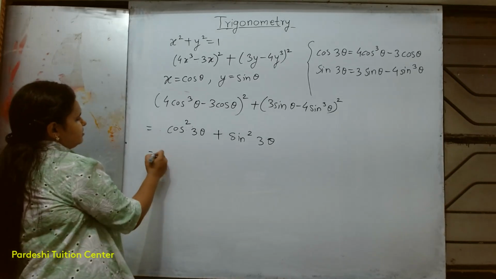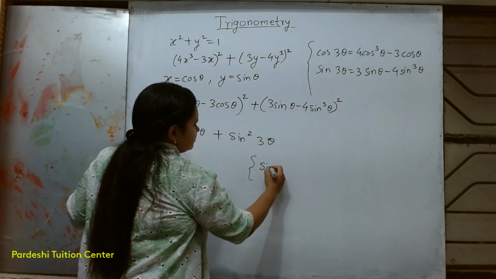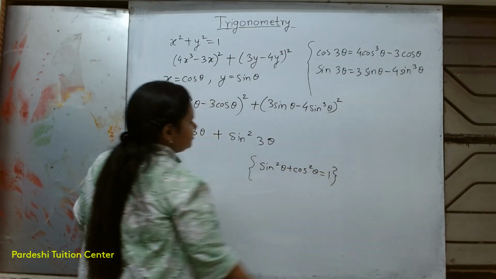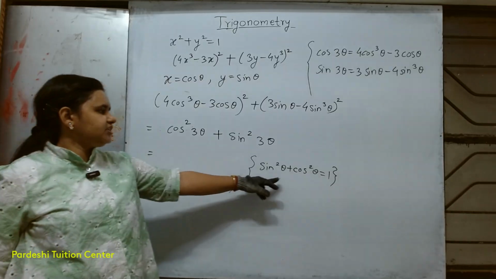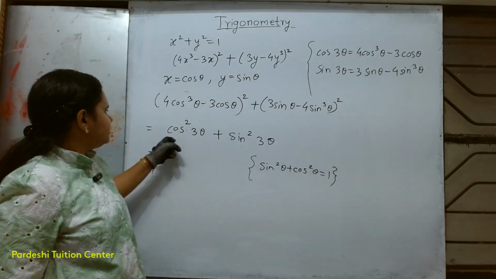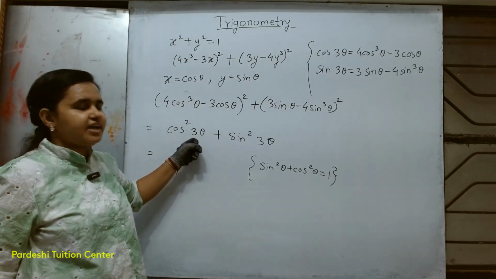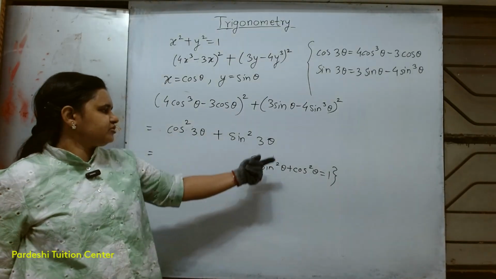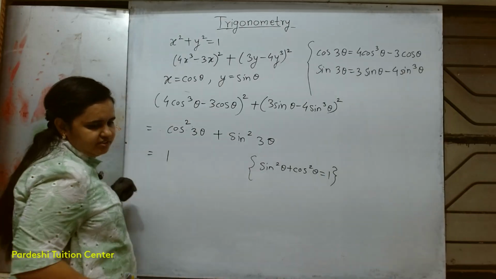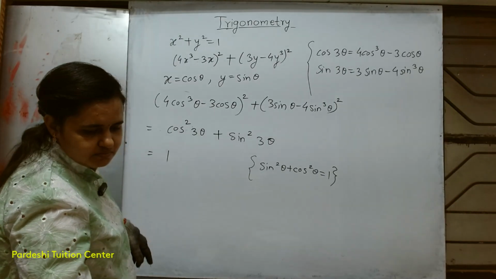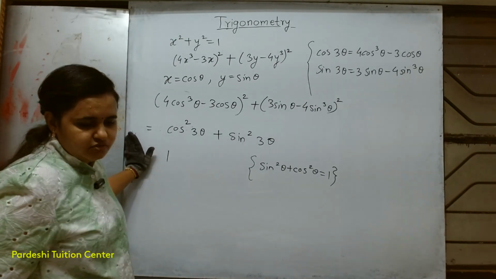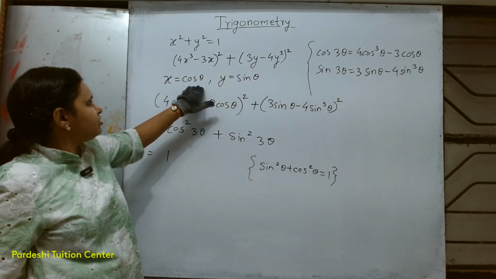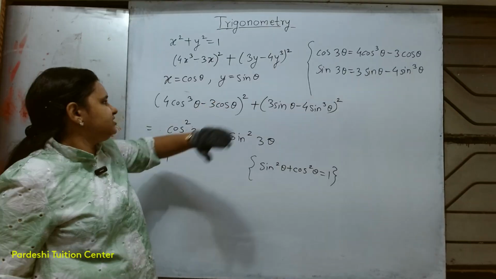Now sin square theta plus cos square theta is equal to 1. This is the identity. Here it is also 3, in place of theta it is 3 theta. So we can write cos square 3 theta plus sin square 3 theta as 1. So our answer is 1. So the option is the first one, that is 1. Okay. We have just put in cos theta in place of x and sin theta in place of y.